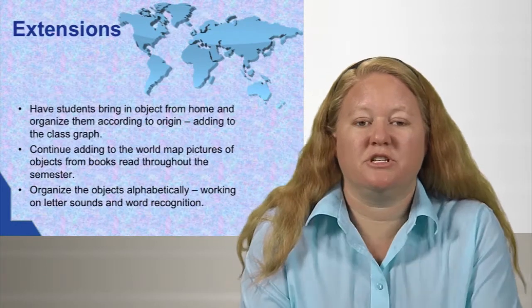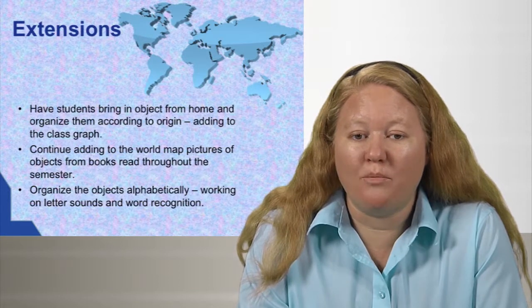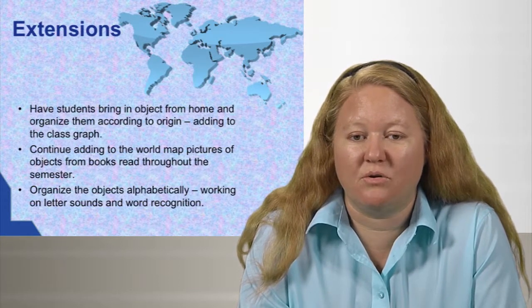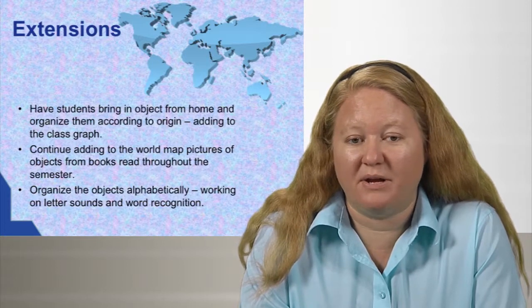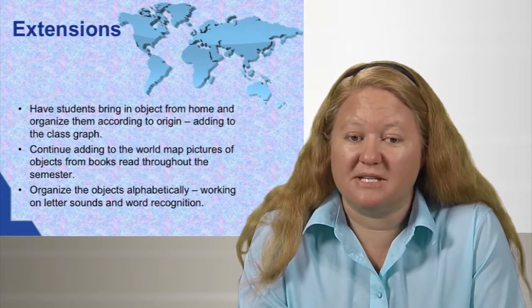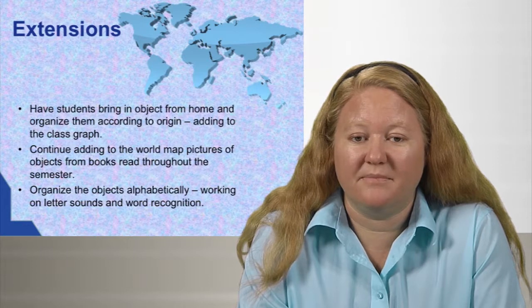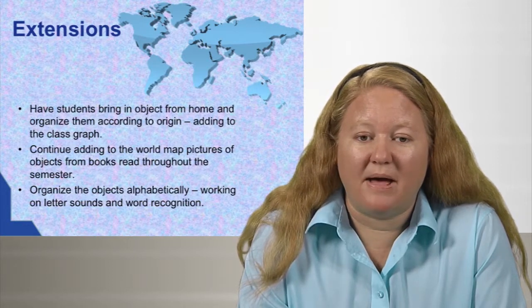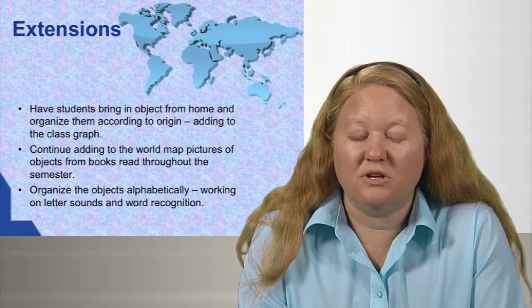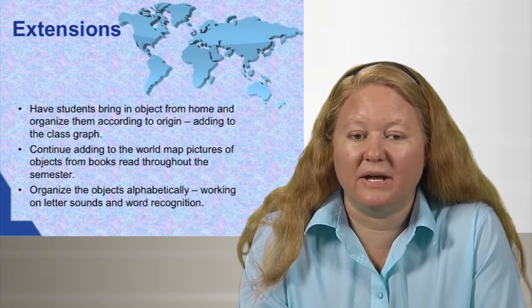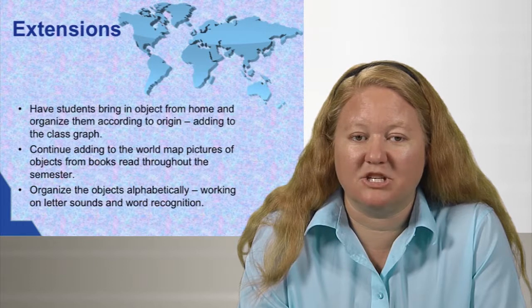Some extensions you could do is students could bring in an object from home and organize them according to origin, adding to the class graph. So a sort of show and tell where they bring objects and they look up. We can use technology to look up where they originated from. You can continue adding to the world map pictures of objects from books read throughout the semester. And you can organize the objects alphabetically, working on letter sounds and word recognition.